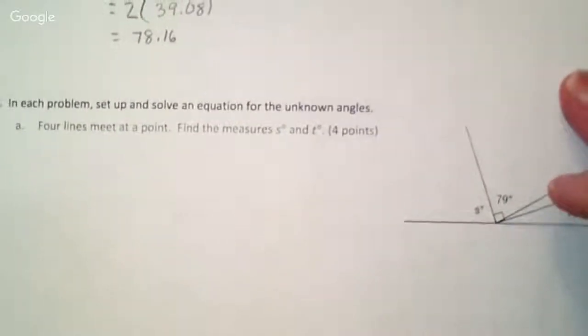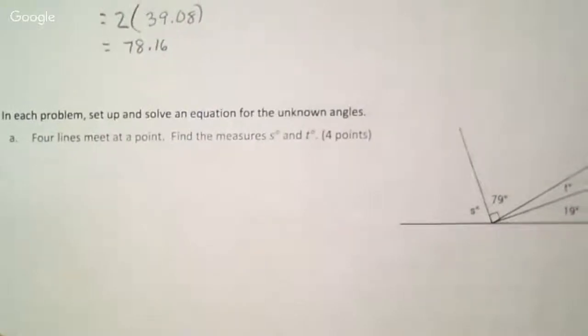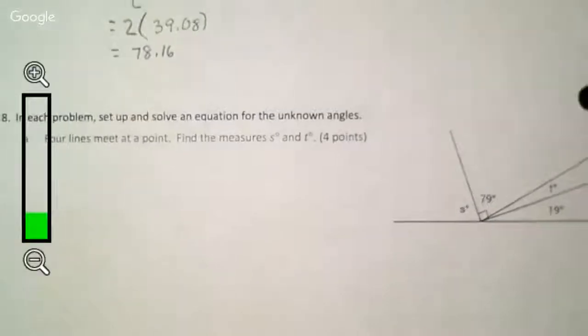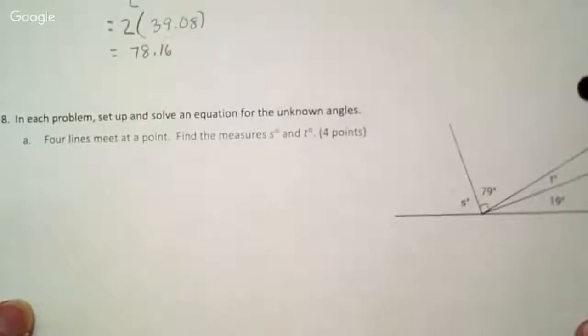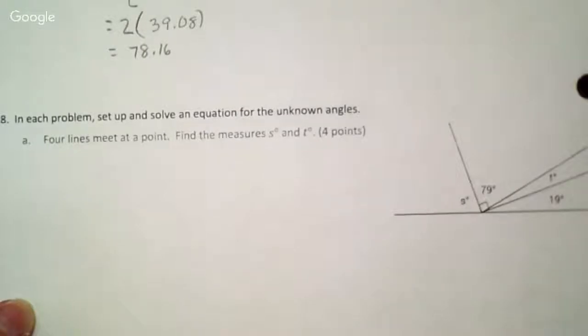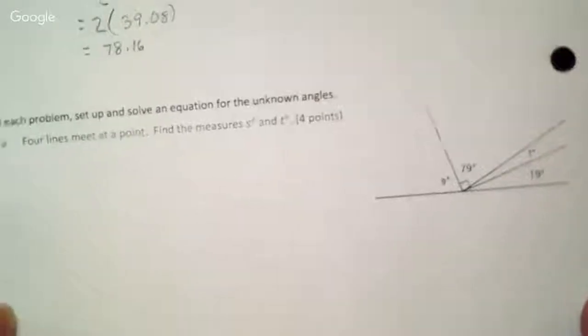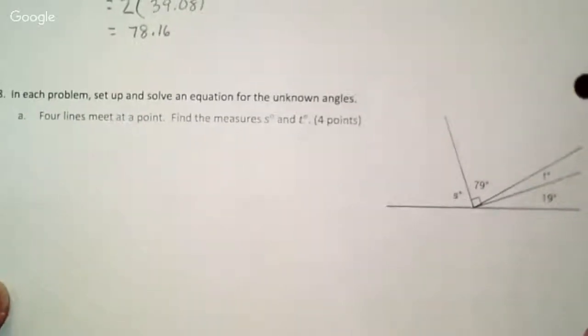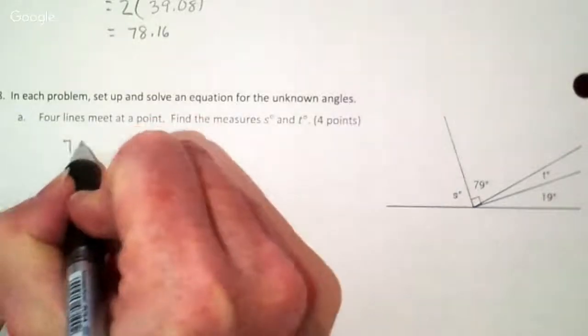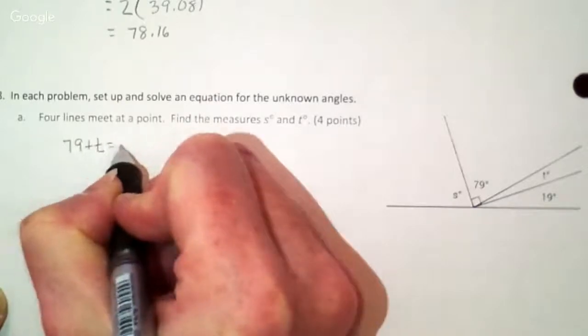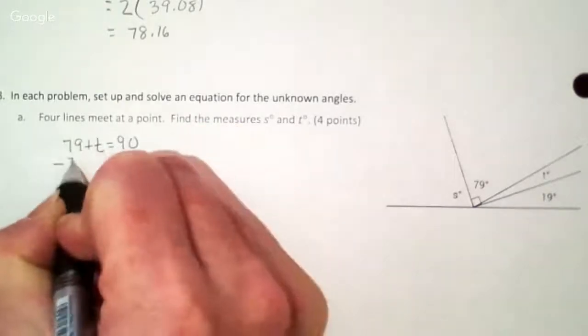Okay, here we've got an angle measurement problem. For here, I'm going to bring this down just a little bit. There we go. For this one, we have number 8. It says 4 lines meet at a point. Find the measure of S and T. The first one I'm going to find is T, because what you have here is a right angle. So 79 plus T equals 90 degrees. So subtract 79 from both sides.